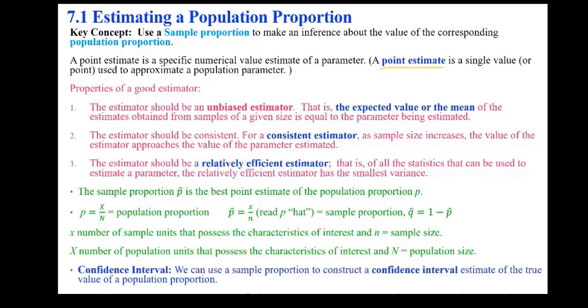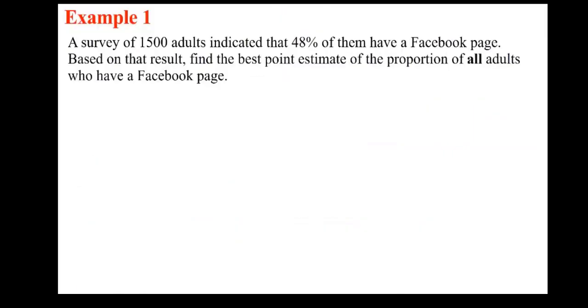Confidence interval. We can use a sample proportion to construct a confidence interval estimate of the true value of a population proportion. Sample size. We should know how to find the sample size necessary to estimate a population proportion. A survey of 1,500 adults indicated that 48% of them have a Facebook page. Based on that result, find the best point estimate of the proportion of all adults who have a Facebook page.